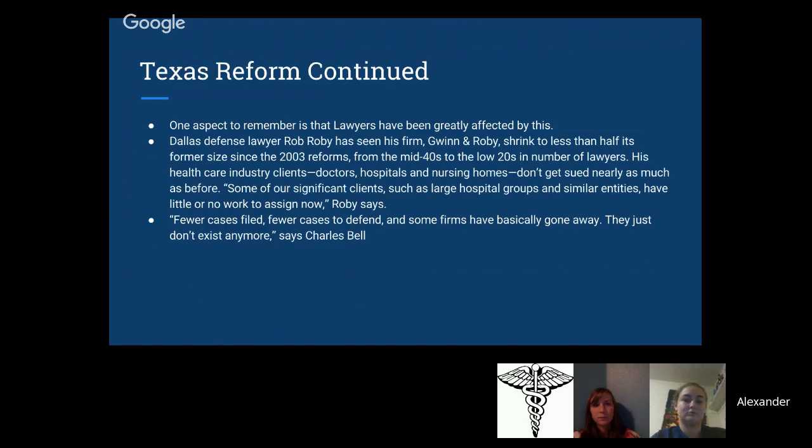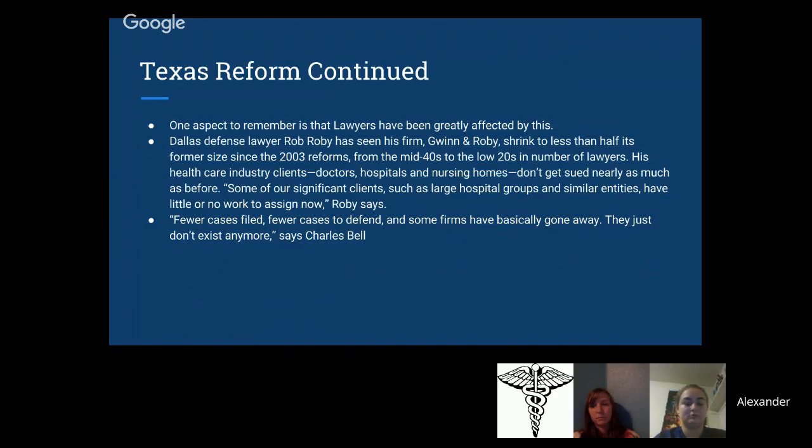Dallas defense lawyer Rob Robbie has seen his firm, Gwen & Robbie, shrink to less than half its former size since 2003. Reforms from the mid-40s to the low 20s in number of lawyers. His healthcare industry clients, doctors, hospitals, and nursing homes don't get sued nearly as much as before. Some of our significant clients, such as large hospital groups and similar entities, have little or no work to assign now, Robbie says. And the next quote, fewer cases filed, fewer cases to defend, and some firms have basically gone away. They just don't exist anymore.